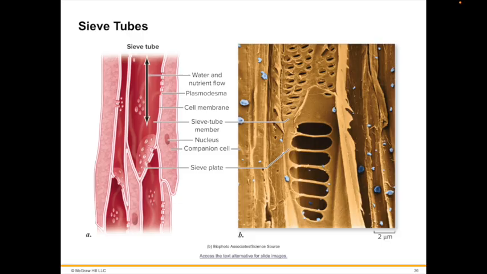Sieve tube members are stacked up end to end in the phloem, forming longitudinal series called sieve tubes. Sieve cells are less specialized than sieve tube members, and the pores in all of their sieve areas are roughly of the same diameter. Sieve tube members are more specialized and presumably more efficient than sieve cells.